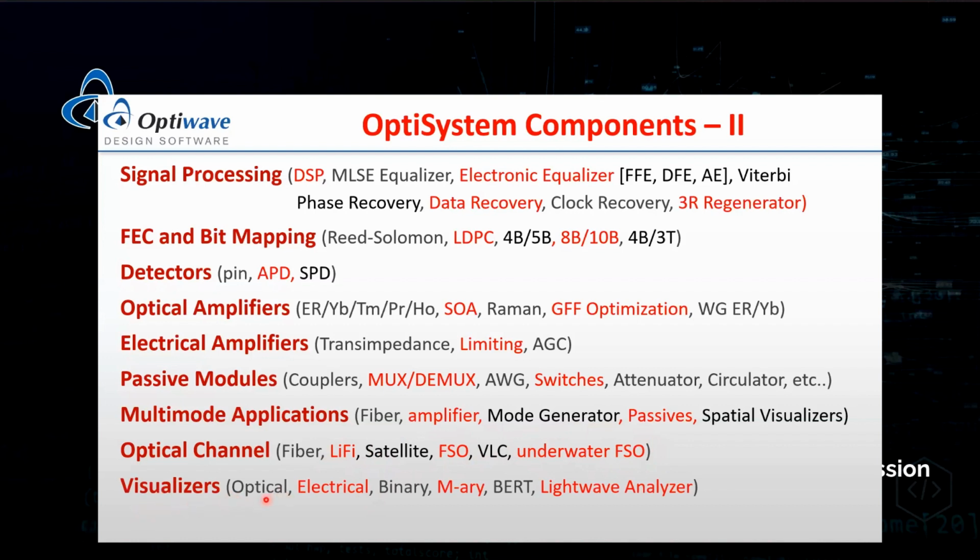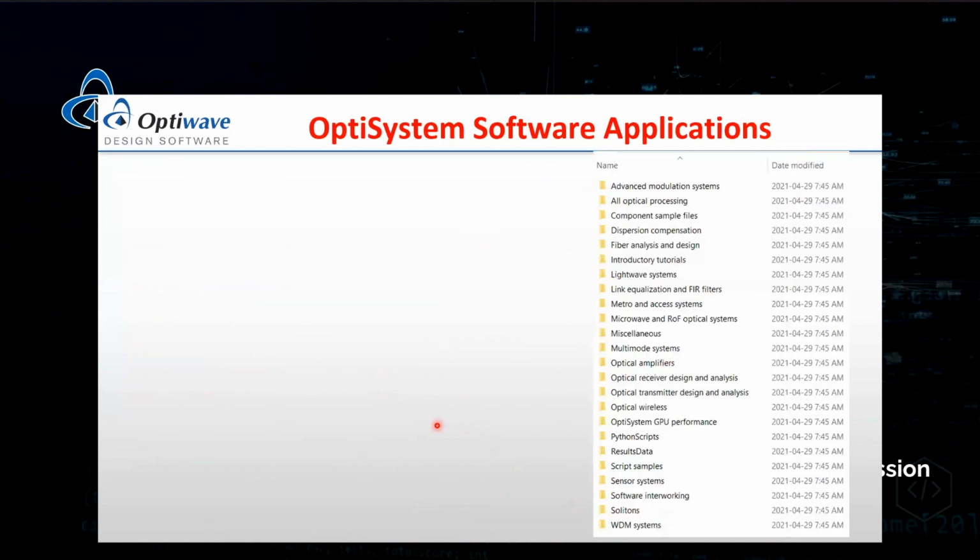In terms of visualizers or equipment in OptiSystem, we have equipment which can view signals in the optical domain or electrical domain, binary or M-ary levels. As well, we have analyzers for bit error rate, eye diagram analyzers, and so on, plus equipment from the field like lightwave analyzers. Most of the components in OptiSystem support either unidirectional or bidirectional, so you can do transmission from west to east or east to west. As well, we support single polarization or dual polarization in the system.